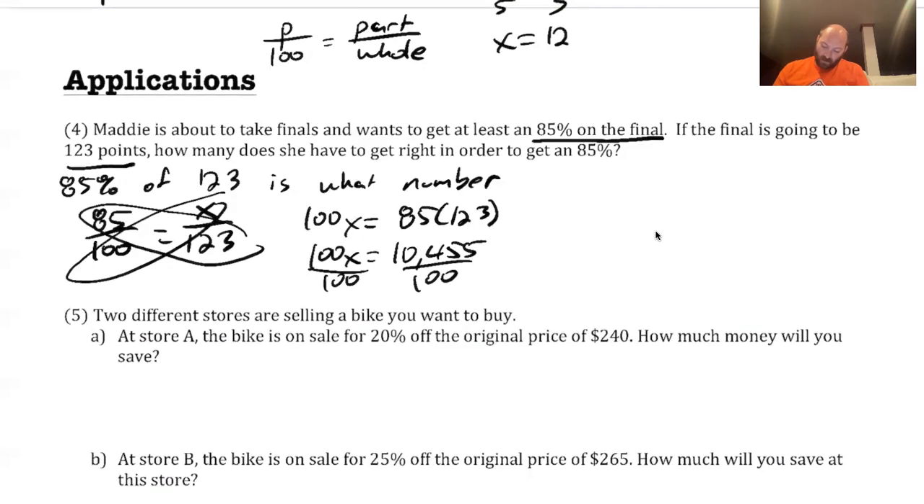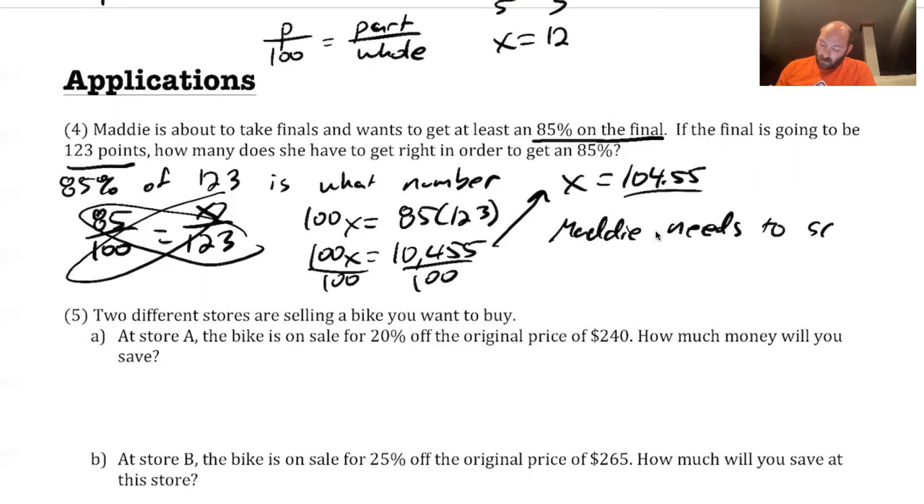So I get x equal to 104.55. So if she wants an 85% on her final, depending on how the teacher grades, that's the score that she has to get. I don't know if this teacher is going to give 0.55 points, so maybe we round it up to 105, with a little bit of flexibility with the context here, okay? So Maddie needs to score at least 104.55 on the final.